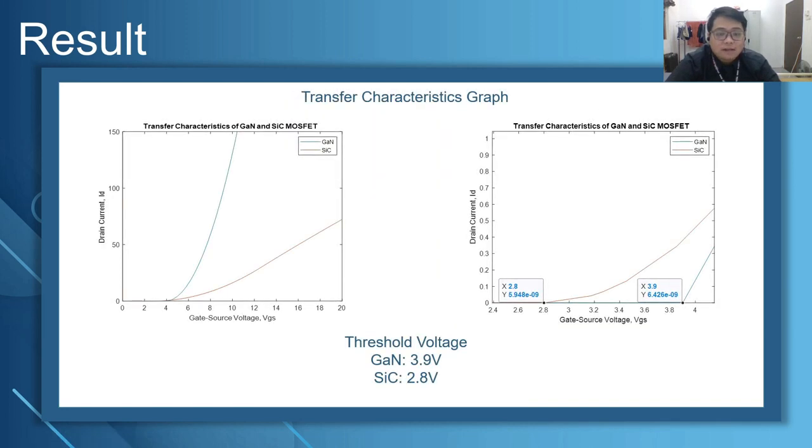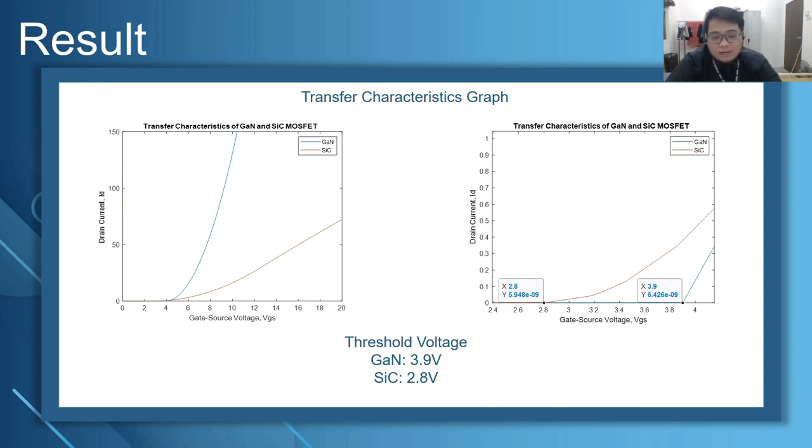Next is the transfer characteristic graph of these two MOSFETs. We can see that on the left-hand side are the transfer characteristics of the gallium nitride and silicon carbide MOSFETs, and the slope of the gallium nitride MOSFET is steeper than the silicon carbide MOSFET. The blue line is the gallium nitride, while the orange line is the silicon carbide. And the blue line shows it has a steeper slope than the orange line.